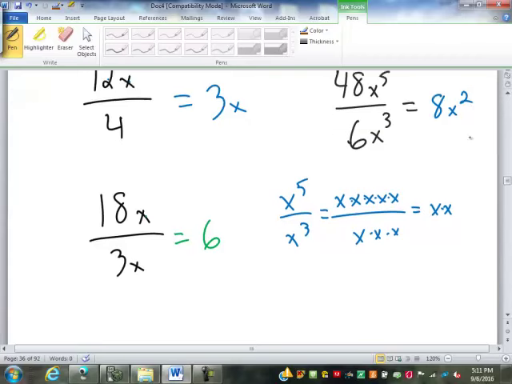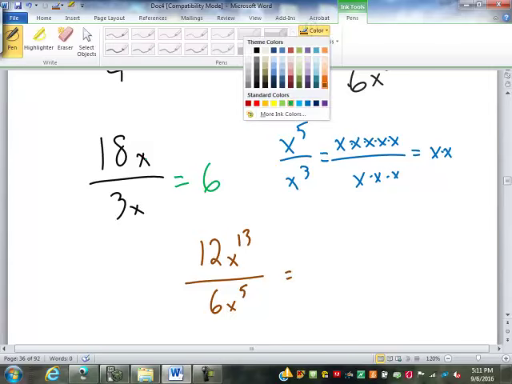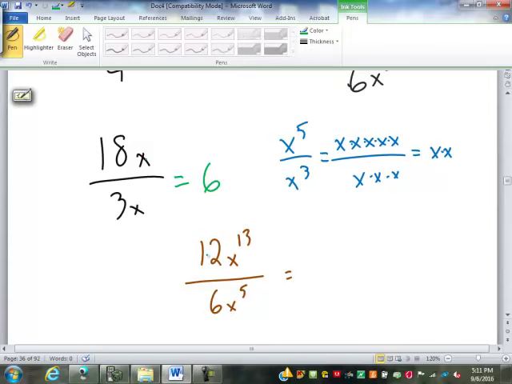That is the shortcut. So if I have something like 12x to the 13 divided by 6x to the 5th, all I'm going to do, I'm not going to count out all the x's. 12 divided by 6 is 2. X to the 13 divided by x to the 5 is x, and we do 13 minus 5, which is 8. X to the 8.